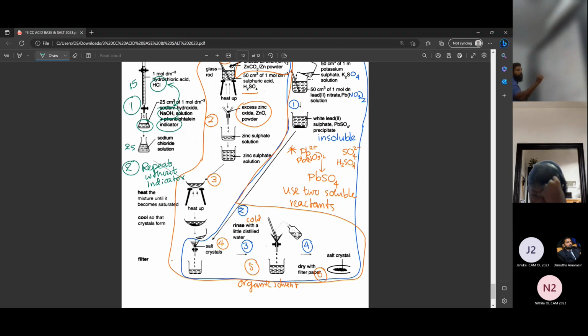Here, heat until the crystallization point. Get the crystals, allow it to cool and filter. Allow it to cool and filter. And wash.